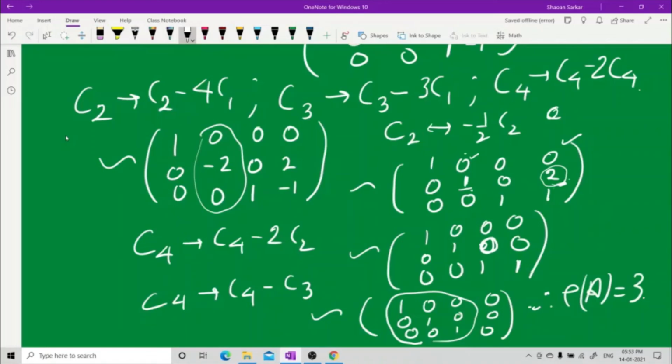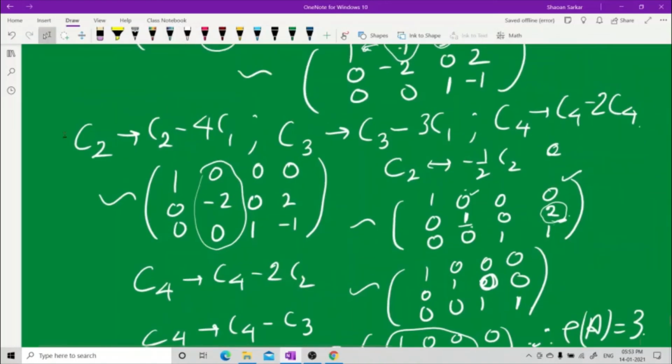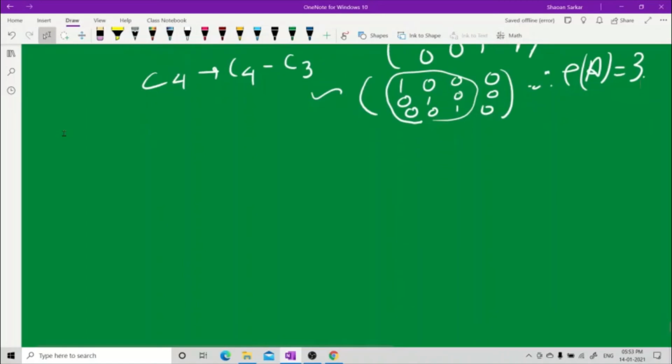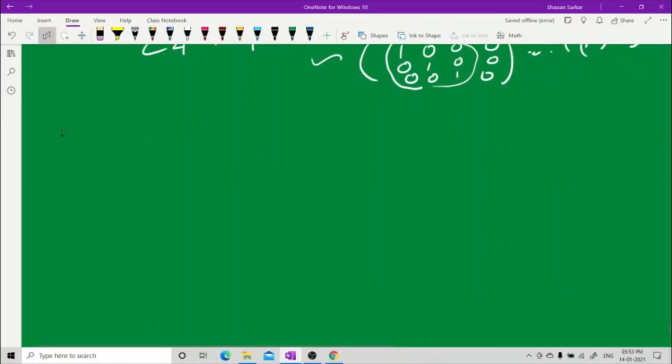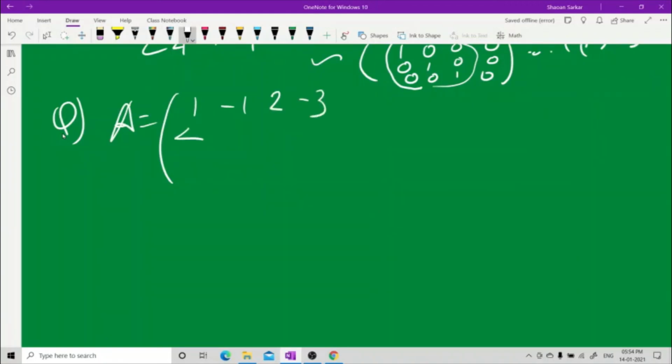Now, let me take one more example, and you will understand. Here the rank came out to be 3. Now take another example. This is a matrix, let us call it A only. 1, minus 1, 2, minus 3. Then we have 4, 1, 0, 2. Then we have 0, 0, 3, 1. And then we have 1, 0, 4, 2.